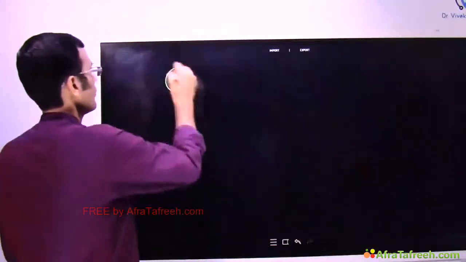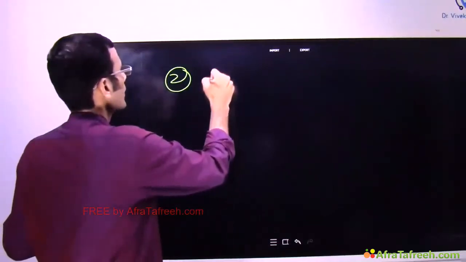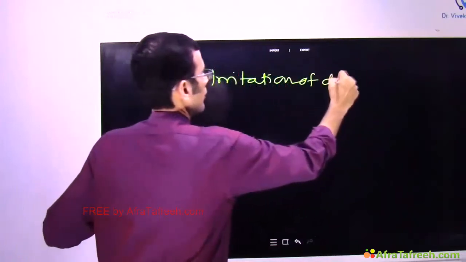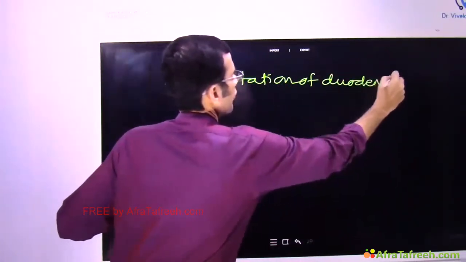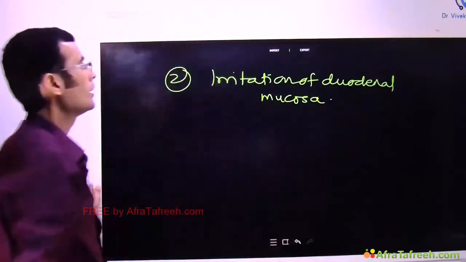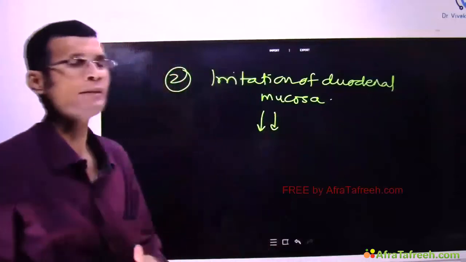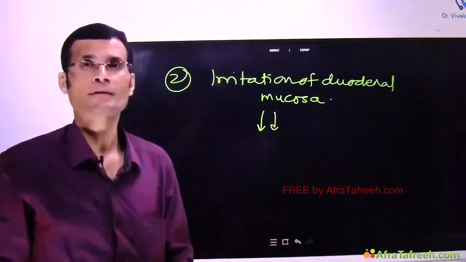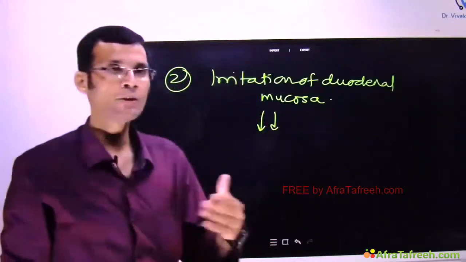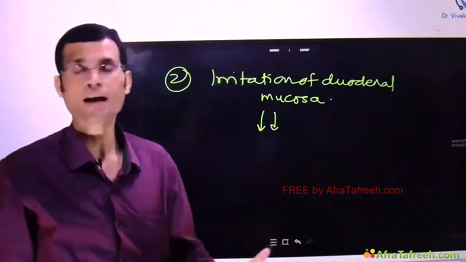Next, the second factor is irritation of the duodenal mucosa. Now, this happens in the case of poisonous substances, harmful substances, irritating substances. If they enter the duodenum and they are likely to be absorbed from the duodenum, that's going to be harmful.